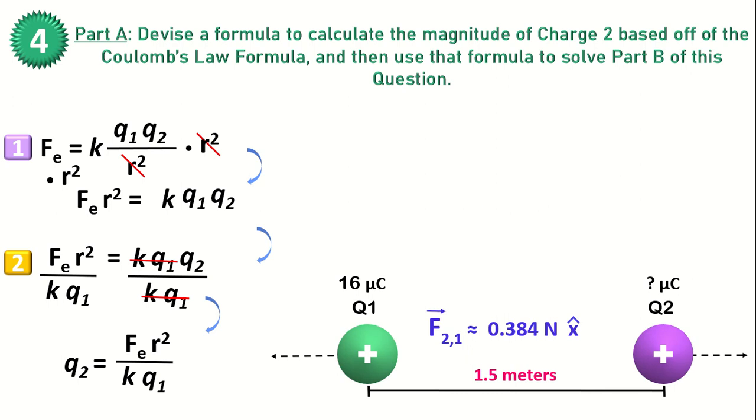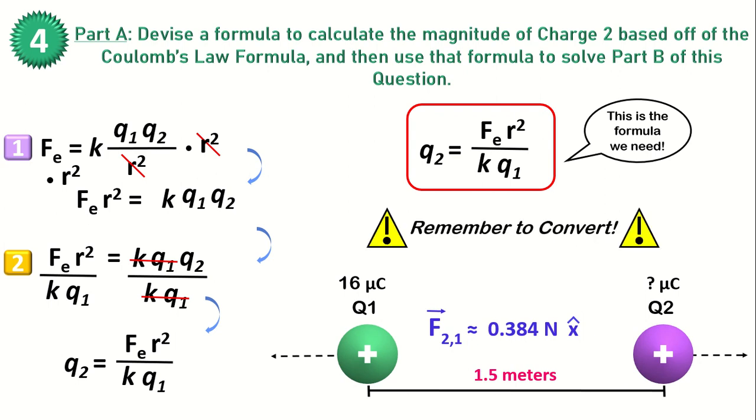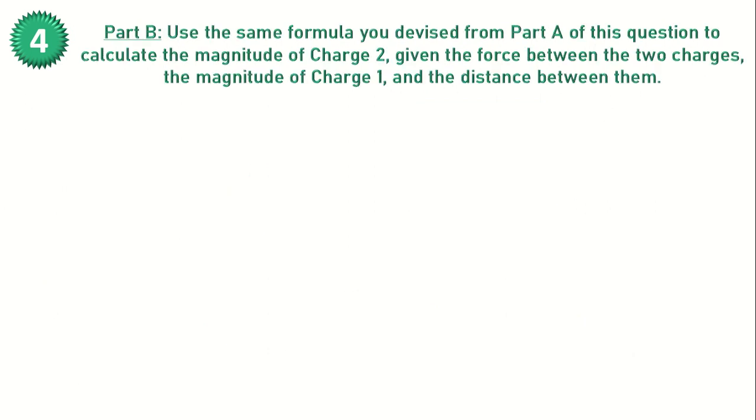Alright, so this is the formula we need, once again. So it's Q2 equals the electrostatic force times r squared divided by K times Q1. And let's remember to convert before we start the problem. So 60 microcoulombs is equal to 16 times 10 to the minus 6 coulombs.